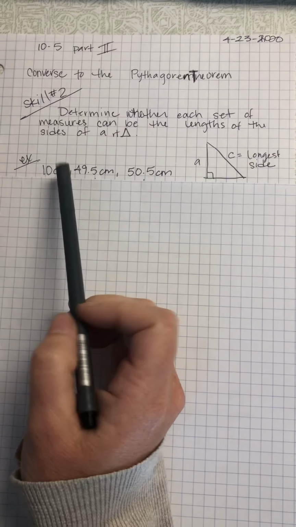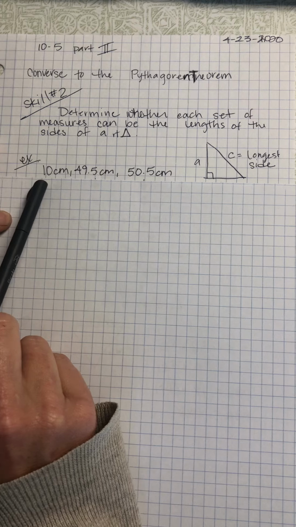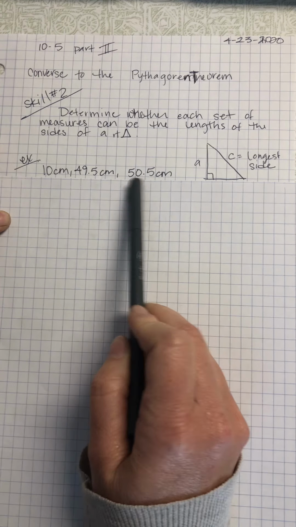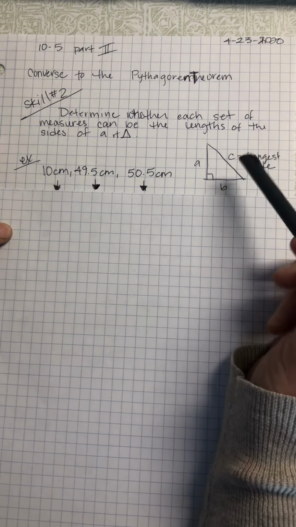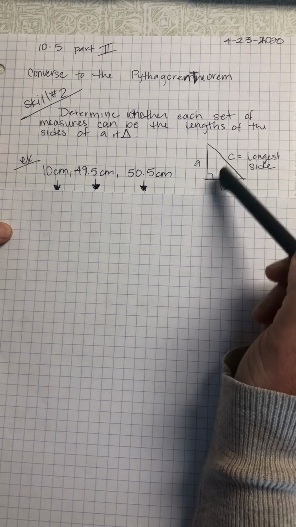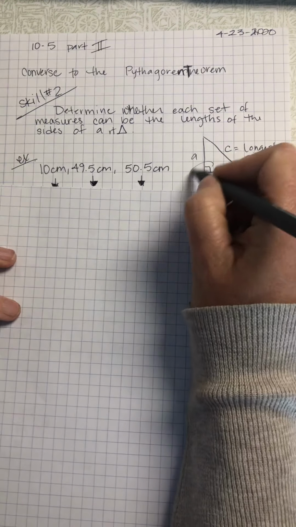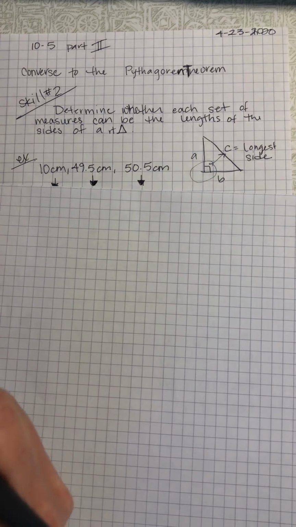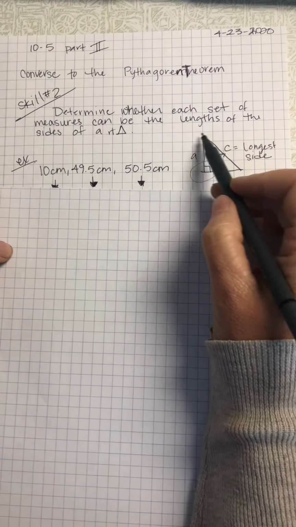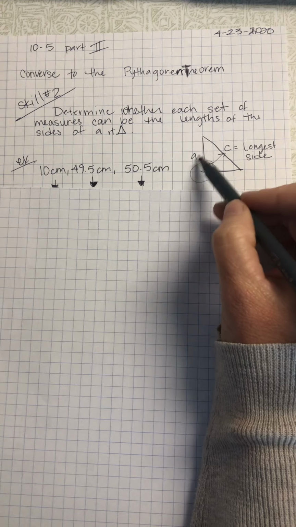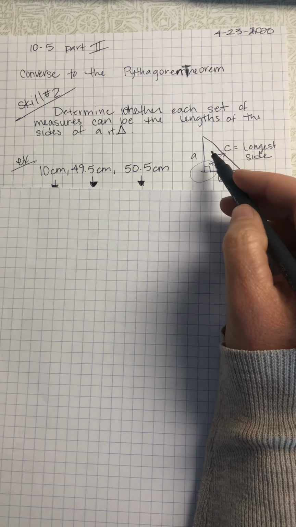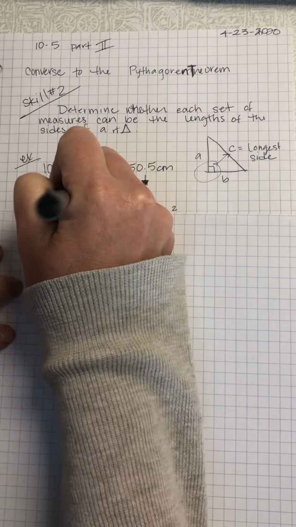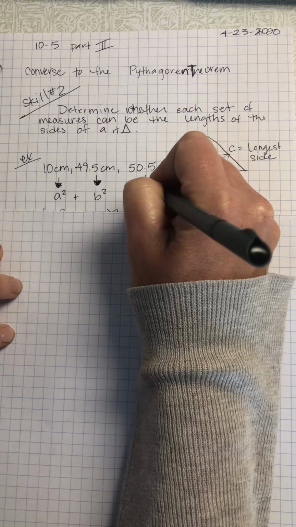If we take a look at the first example, the measurements that they give us are 10 centimeters, 49.5 centimeters, and then 50.5 centimeters. And when we're looking at a right triangle, the hypotenuse, the side opposite of the right angle, is the longest side. It's always the longest, because of that slant. That makes it longer than whether this is A or B. So A plus B is equal to C, right? That's our formula: A squared plus B squared equals C squared.